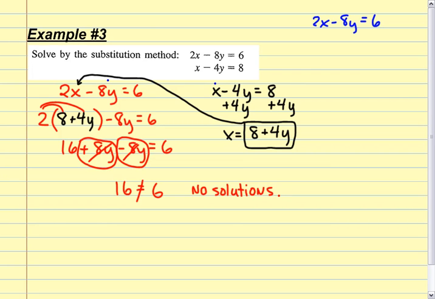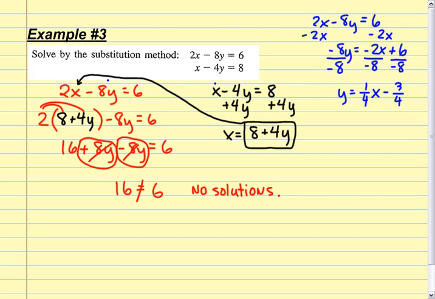I'm going to put it in slope-intercept form, so that'll show me what the slope of the line is. I'm going to subtract 2x from both sides, and I get negative 8y is equal to negative 2x plus 6. I'm going to divide everything by negative 8, and I get y is equal to positive 1/4 x minus, that reduces to 3/4. Okay, fine. But I know the slope is 1/4.